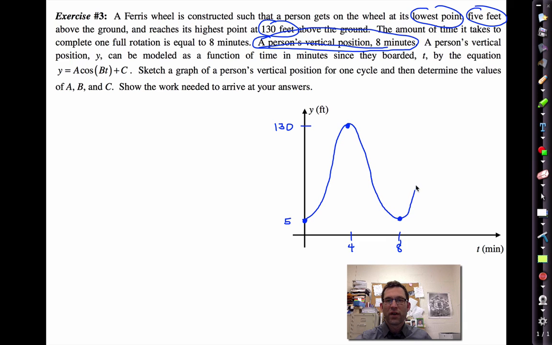Now I'm going to draw in another cycle. I know it said only one, but it's kind of nice, right? That would be at 16. That would be at 12. All right. Well, why don't you play around with the values of A, B, and C, and then unpause the video when it's time to see what each value is.